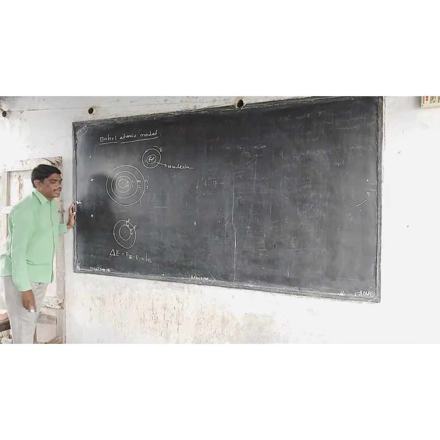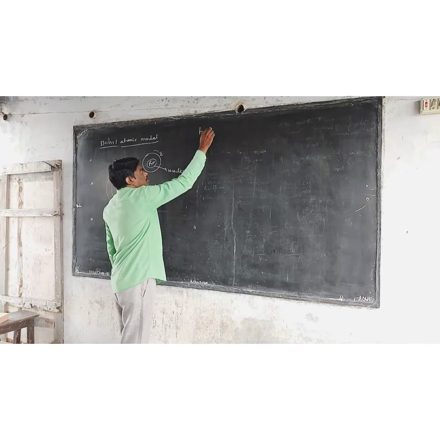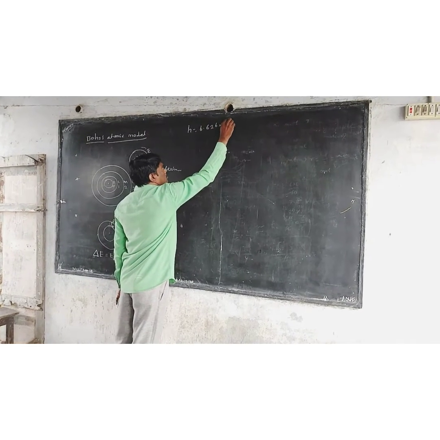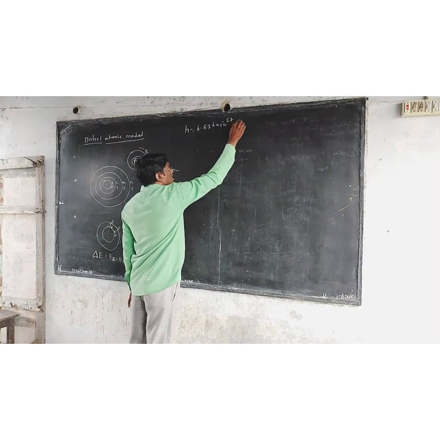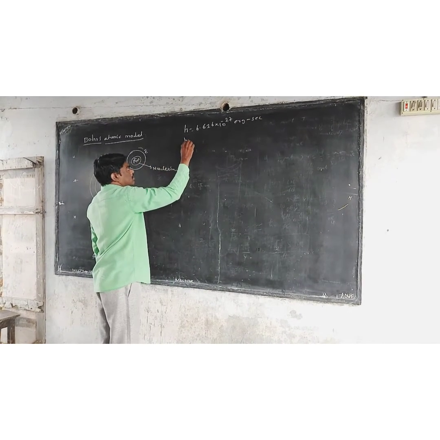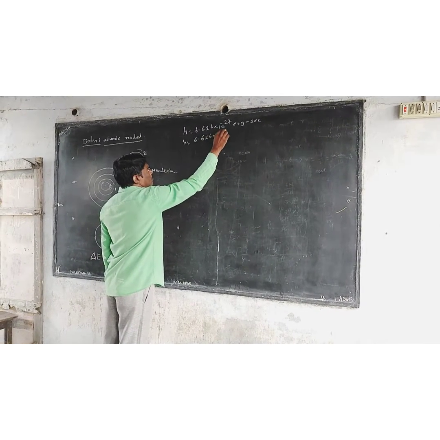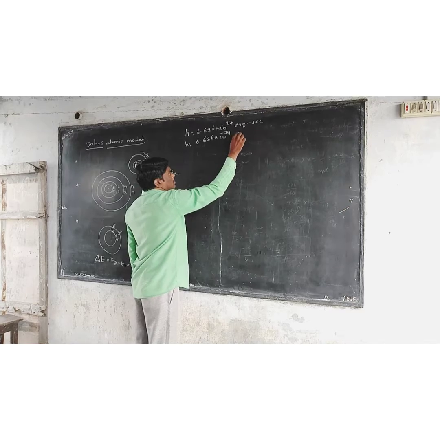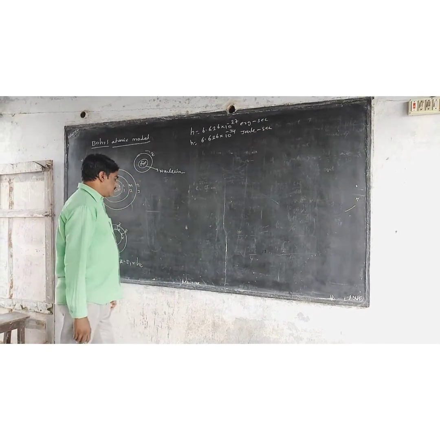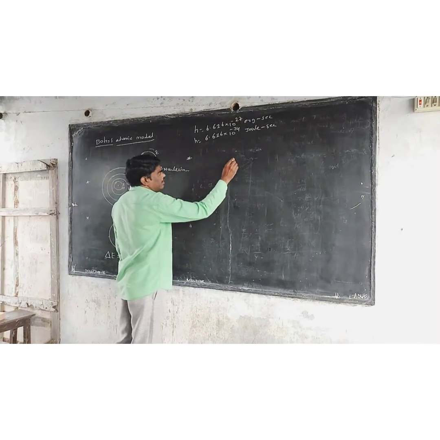Here h is the Planck constant. In erg second, the value of h is 6.626 into 10 to the power of minus 27 erg second. In SI units, h is equal to 6.626 into 10 to the power of minus 34 joule second. So this is joule second.